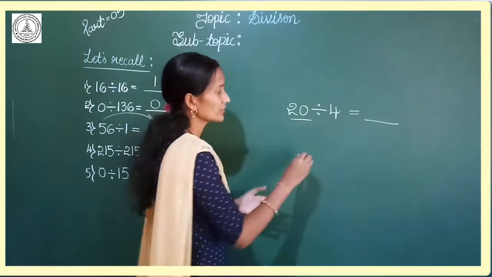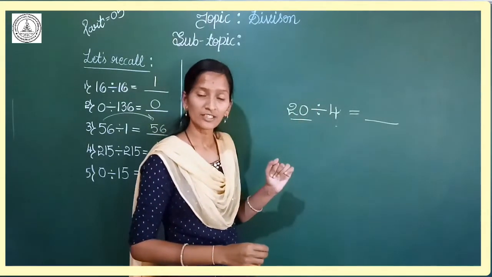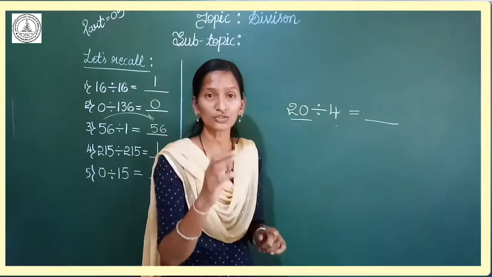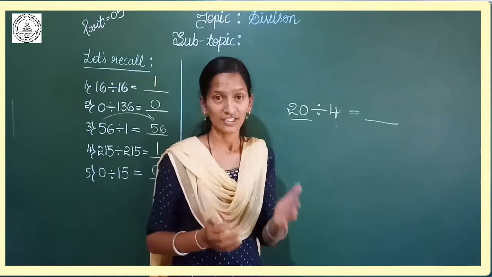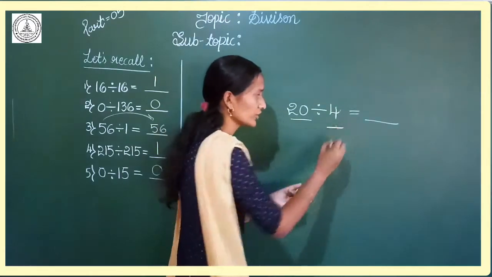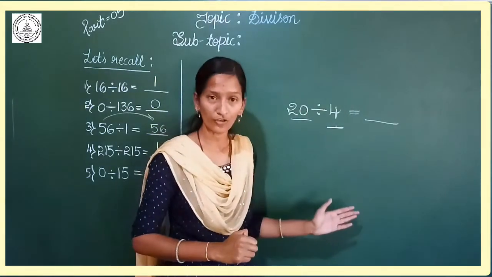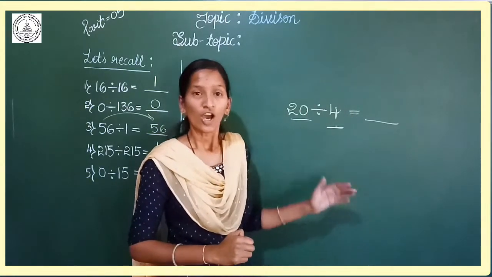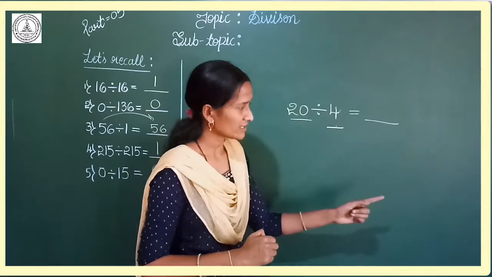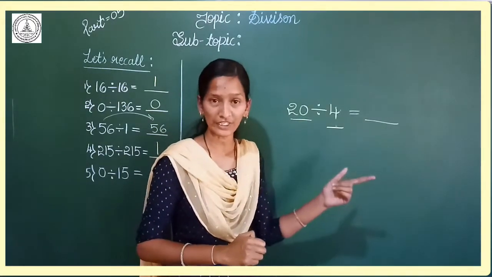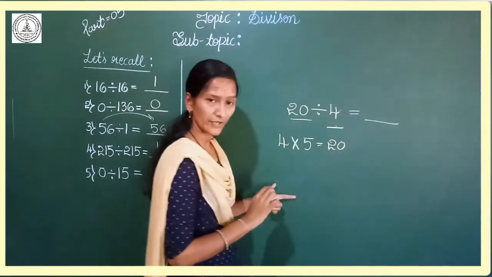Now I am taking this 4. In the table of 4, how many 4s are equal to 20? One thing I want to say: if you know the tables, you can solve these division problems very easily. Here is the table of 4. Where is 20? Yes, 4 fives are 20. See here, 4 into 5 is equal to 20.